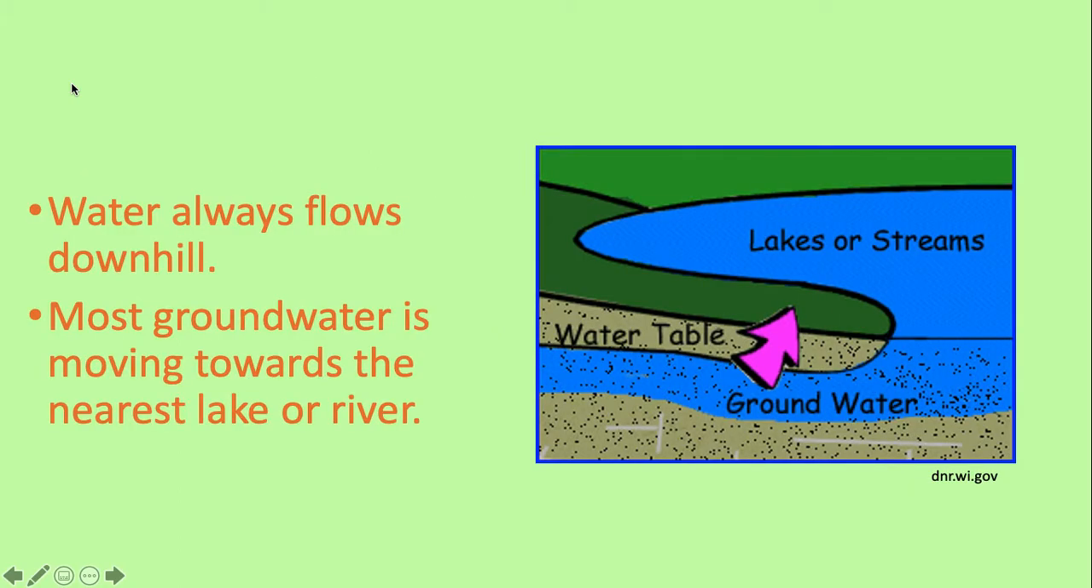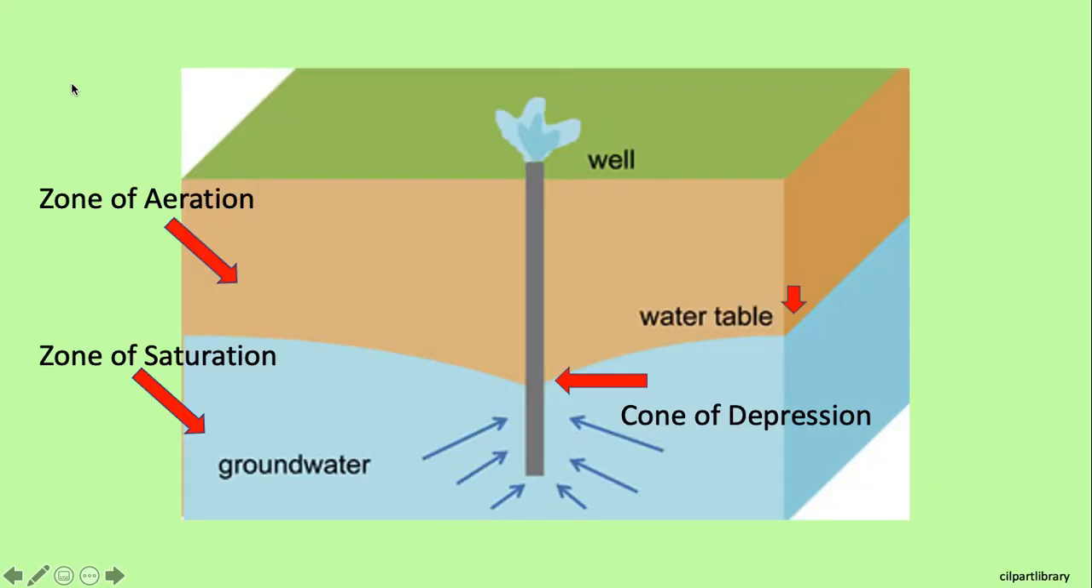It's important to know that water always flows downhill. Most groundwater is moving towards the nearest lake or river. This is a diagram of groundwater that you'll have to get familiar with. The water table, if you're digging down from the surface, is where the water starts.